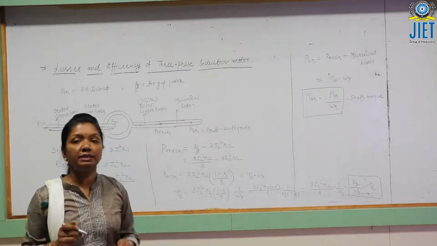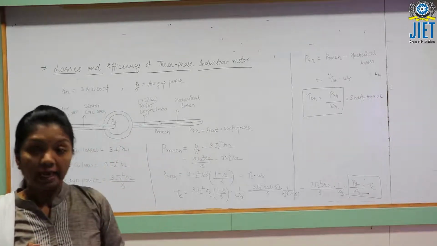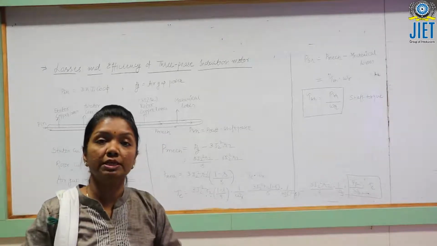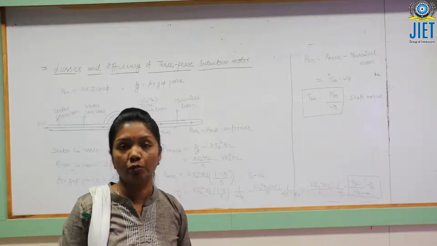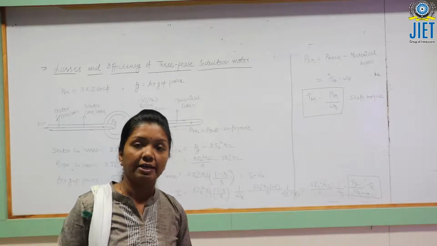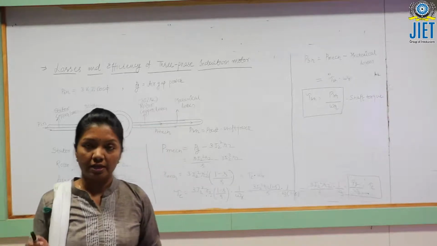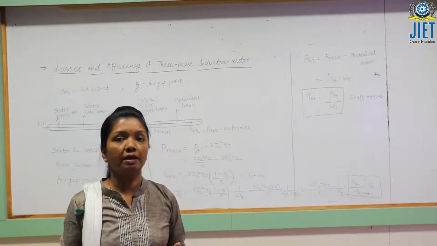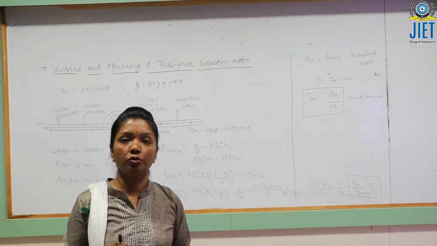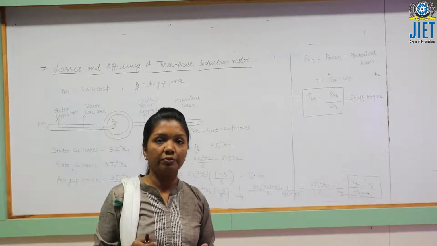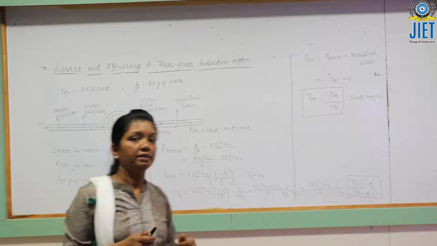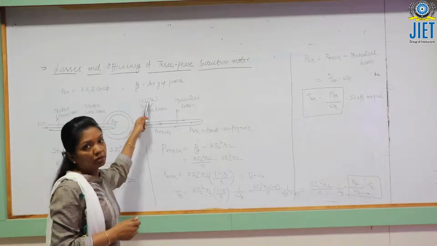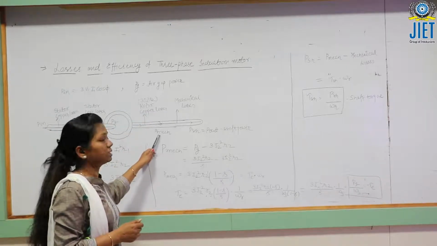We have not taken into consideration the rotor core losses, and the reason is that the electrical frequency at the rotor side is very small, equal to Fr, which is nothing but S into F, and it is very small in comparison to the supply frequency F. That is why rotor core losses are not considered while calculating the efficiency of the induction motor.